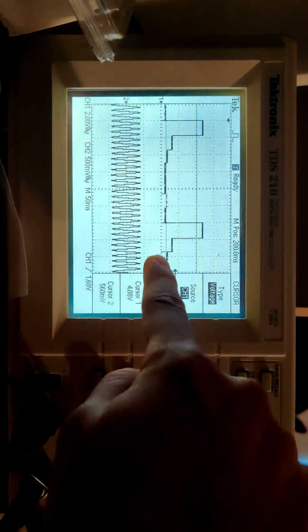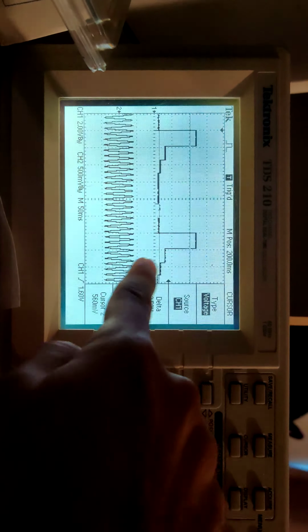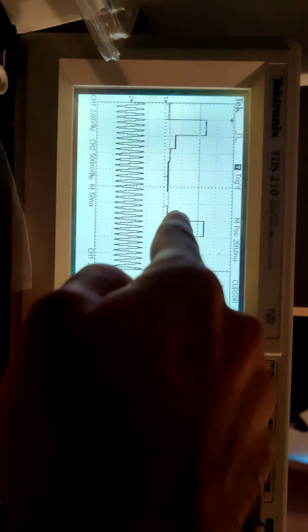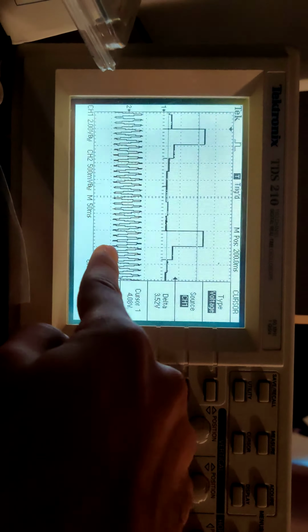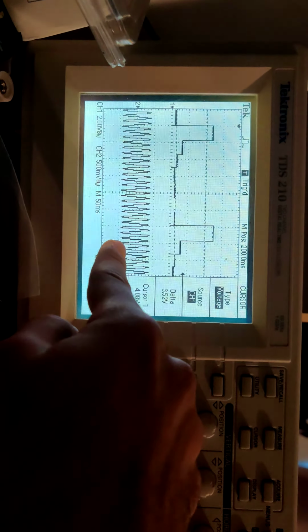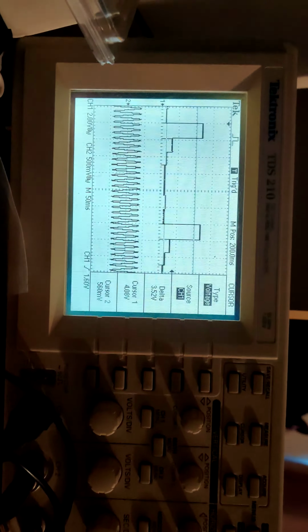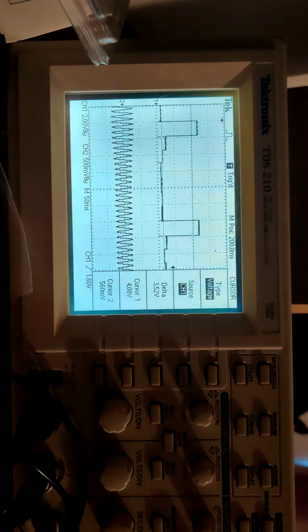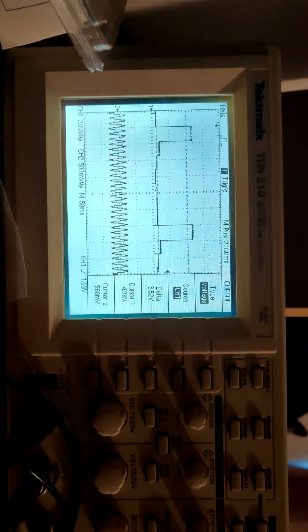Each one of these cursors is set to a different value. One of them is set to the noise floor, one of them is set to the maximum value that we should get if we feed 300 millivolts peak to peak. So let's see how that's going to measure.